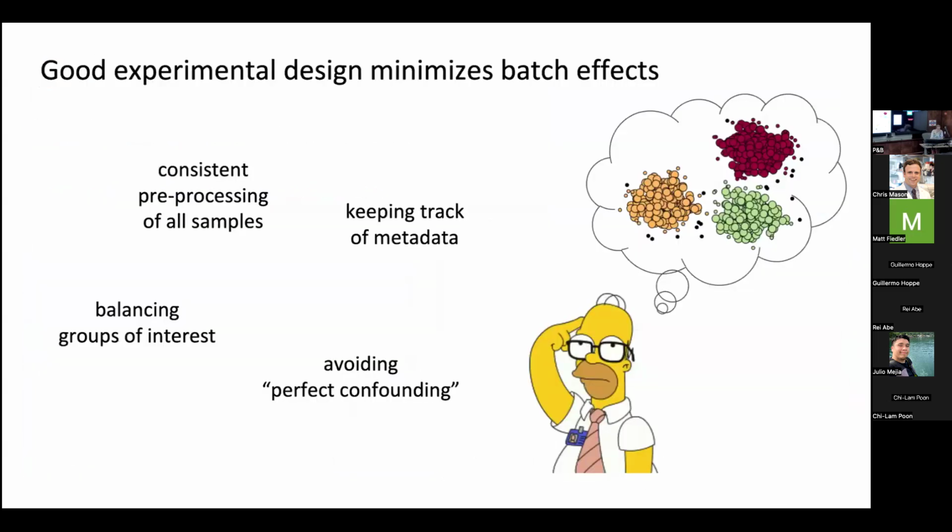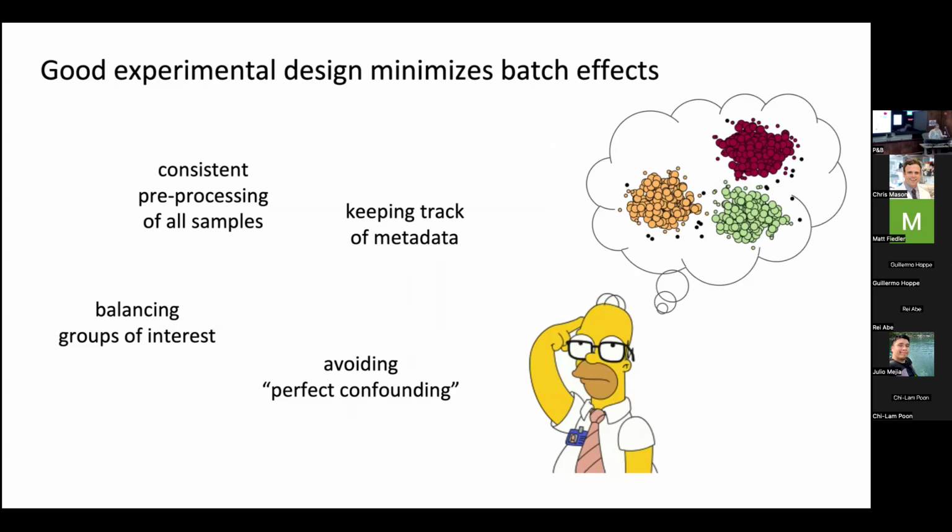So first of all, yes, good experimental design and keeping track of metadata is probably the most important. In terms of good experimental design, what is important, I think, is that you avoid perfect confounding. Perfect confounding means that groups are perfectly correlated. For example, you have treatment in batch 1 and control in batch 2, right? Then you cannot really distinguish technical versus biological difference.